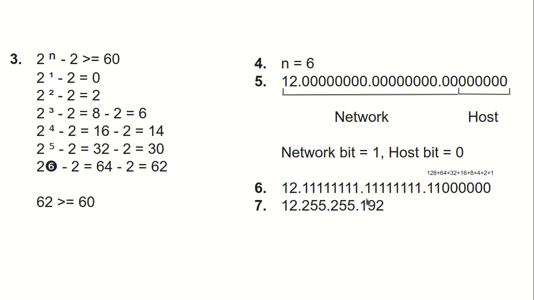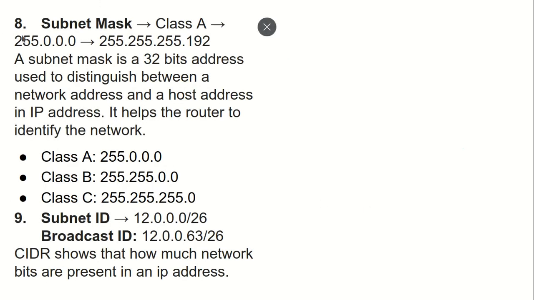After that, let's move to the 8th point, and the 8th point is the subnet mask. So the subnet mask is of class A because we are dealing with class A. The subnet mask of class A would be 255.0.0.0. These are the classes. Class A has a subnet mask of 255.0.0.0. After that, class B has 255.255.0.0. After that, class C has this number. So we are dealing with class A, and class A has a subnet mask of 255.0.0.0.